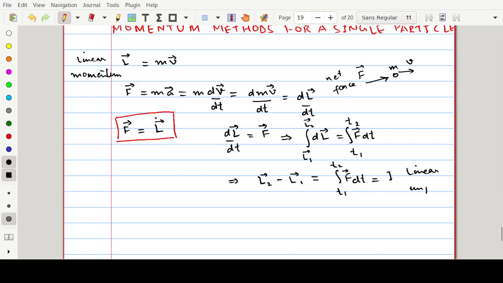So this is linear impulse I, which is a vector quantity. So from this equation we can write L2, the momentum of the particle at a later time, is equal to the initial momentum plus the impulse over the interval.